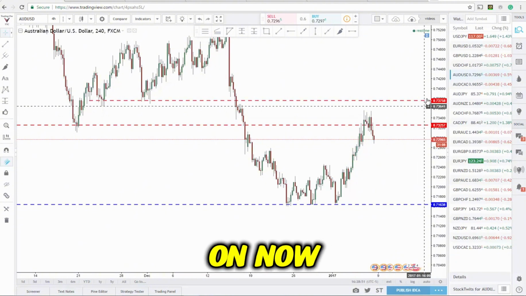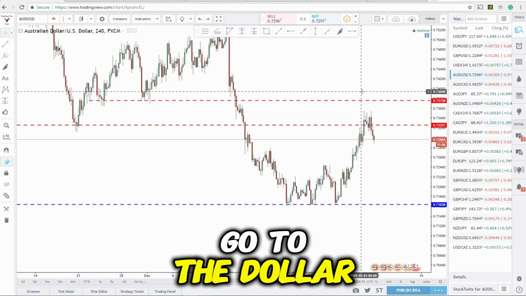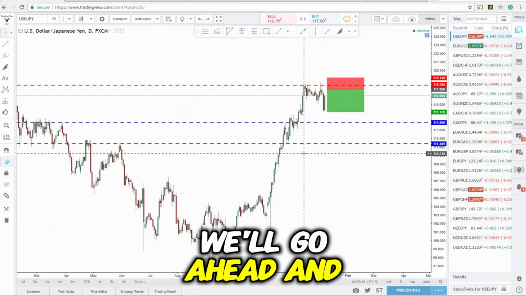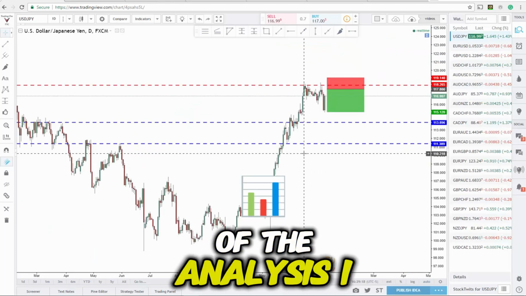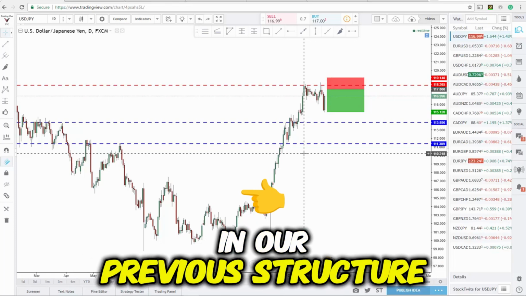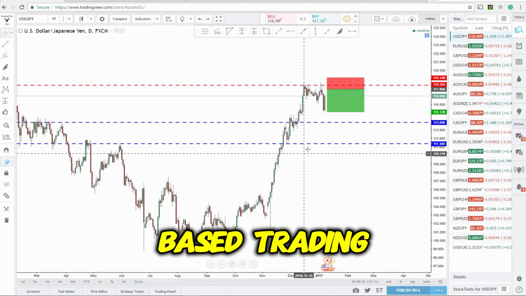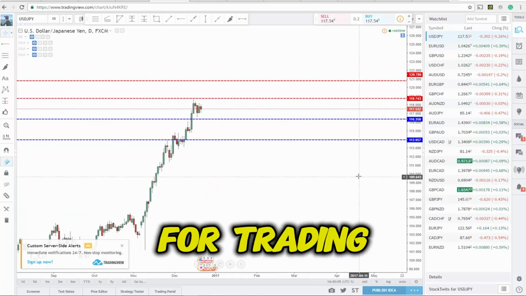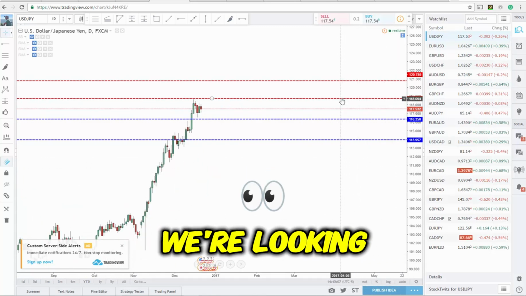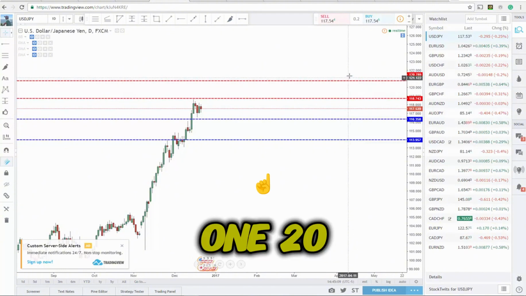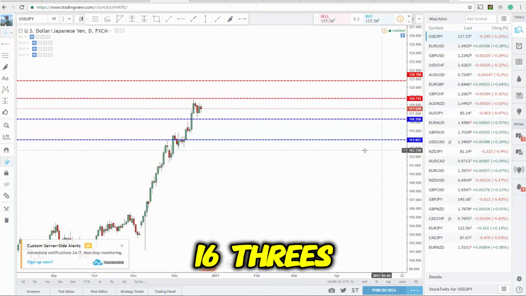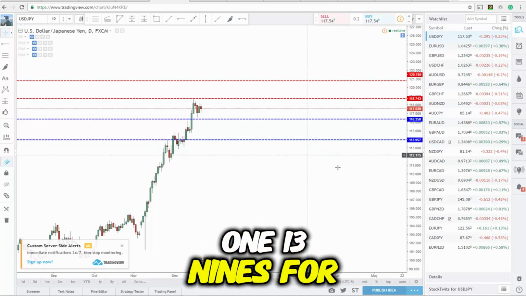So moving on now, let's go ahead and go to the dollar yen and we'll zoom out to the daily chart. And just as before, we'll take a look at the clip of the analysis I did on this pair in our previous Structure-Based Trading Episode 1. So those are my major levels here on the dollar yen that I'll be looking for trading opportunities at. We're looking at 118.7s, 120.7s for resistance, and 116.3s, 113.9s for support.